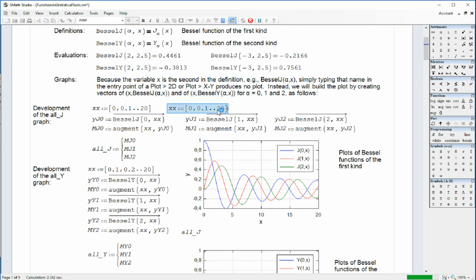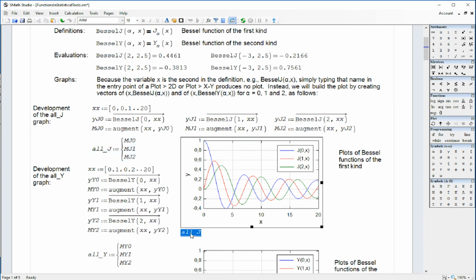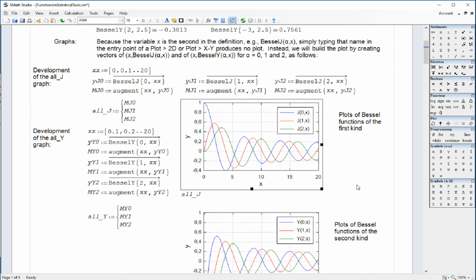And then use the vectorization of evaluating the Bessel function. I evaluated for alpha equals 0, alpha equals 1, and alpha equals 2, and created matrices augmenting the value of x with the corresponding value of y for the 3 cases. Then I created a collection of those matrices using a system, and that's what I use for my entry point in this XY plot, and it shows those oscillating functions that represent the Bessel function of the first kind for alpha equals 0, 1, and 2.